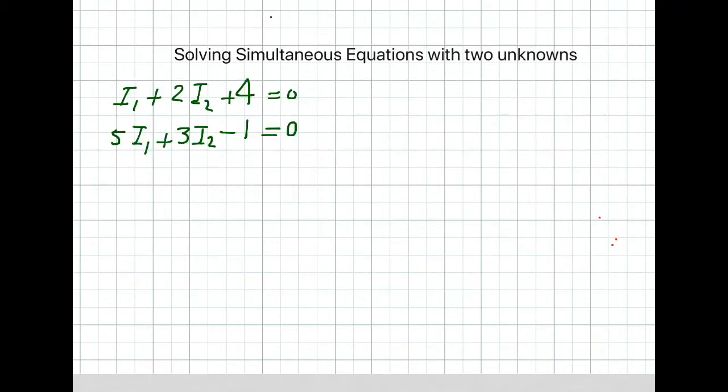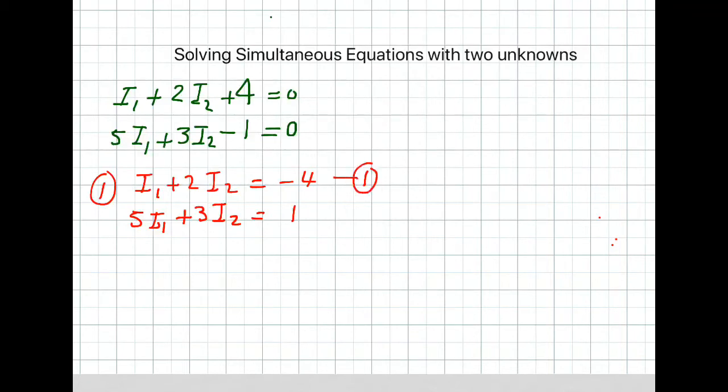So the first step is to put it into this form: I1 plus 2 I2 is equal to minus 4. That's equation 1. And 5 I1 plus 3 I2 is equal to plus 1. So we got equation 1, and that's equation 2. So that is the first step.